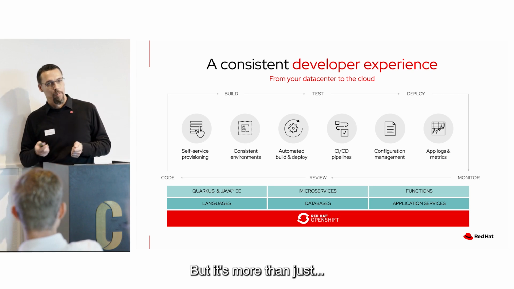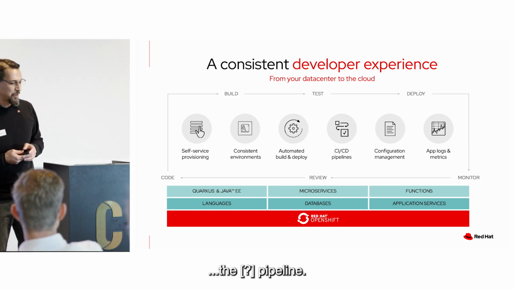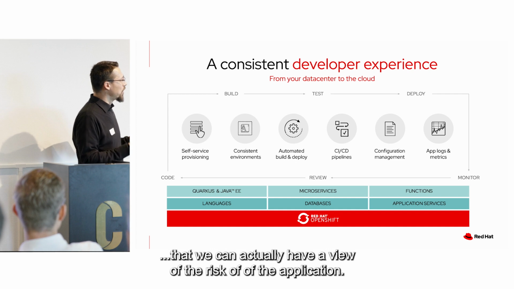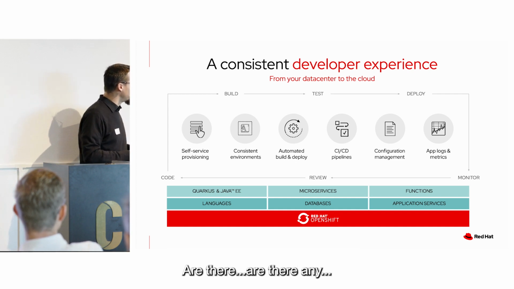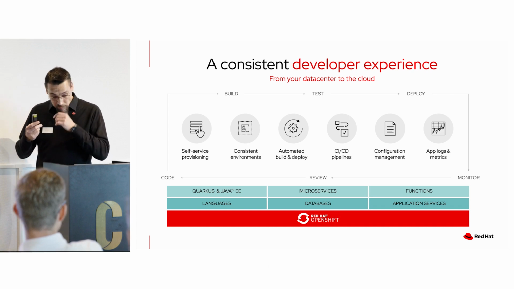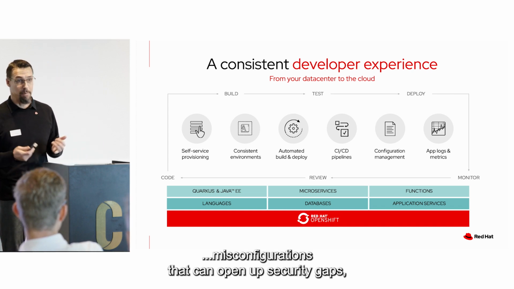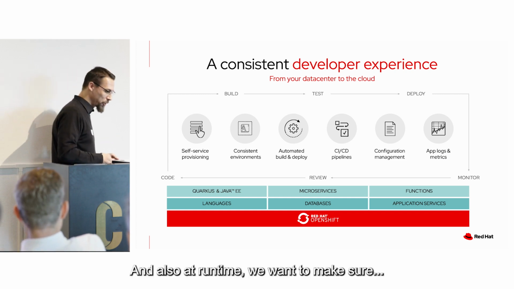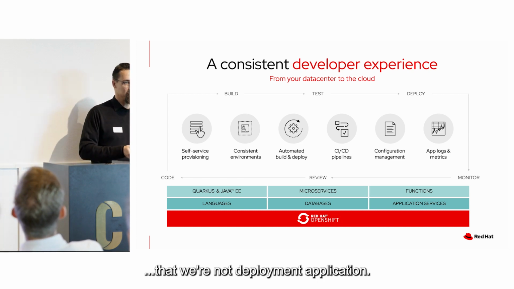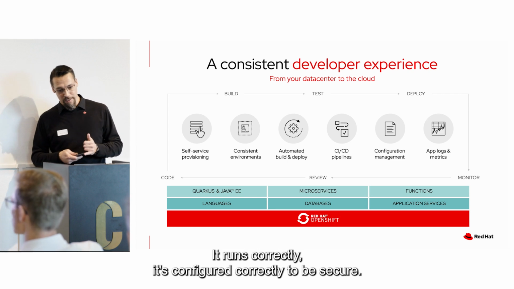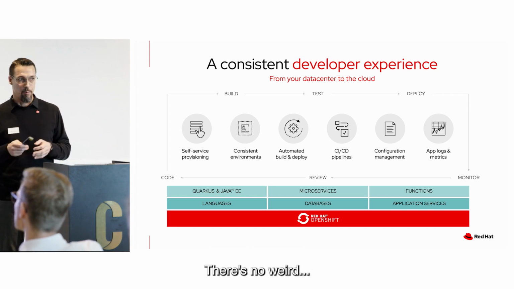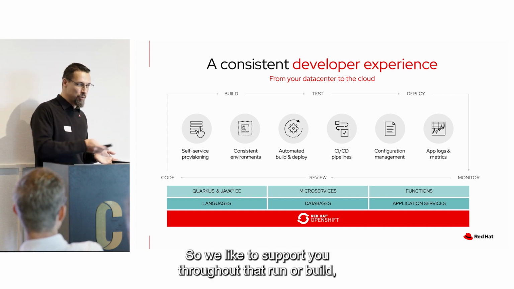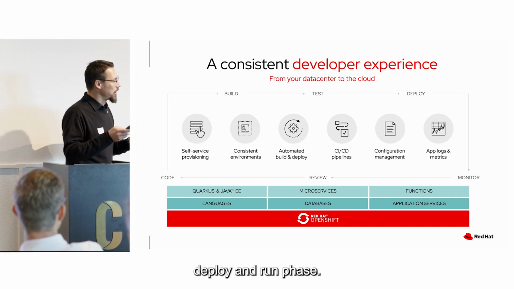But it's more than just a CI/CD pipeline, right? We want to make sure when you actually deploy your application that we can actually have a view of the risk of the application. Are there any misconfigurations that can open up security gaps when you actually define your deployment? And also at runtime, we want to make sure that when I deploy my application, it runs correctly. It's configured correctly to be secure. There's no weird processes running inside my container, for example. So we like to support you throughout that build, deploy, and run phase.